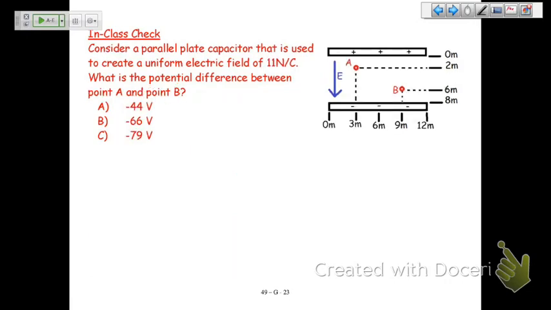So, how much time do I have? I have 6 minutes. Consider a parallel plate capacitor that is used to create a uniform electric field of 11 newtons per coulomb. So I gave you the E. What is the potential difference?